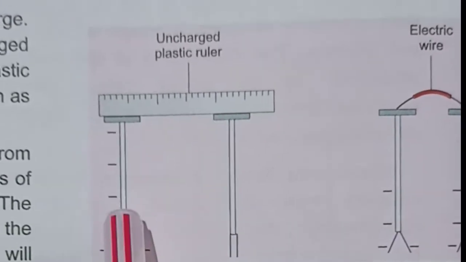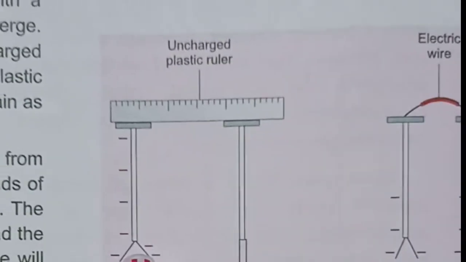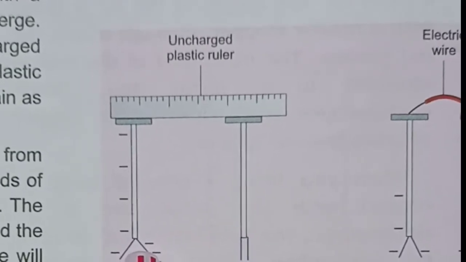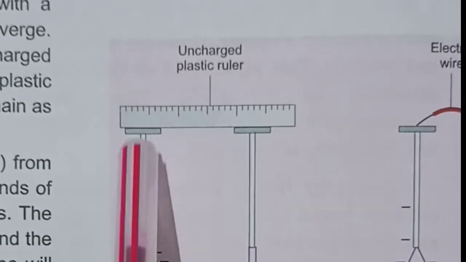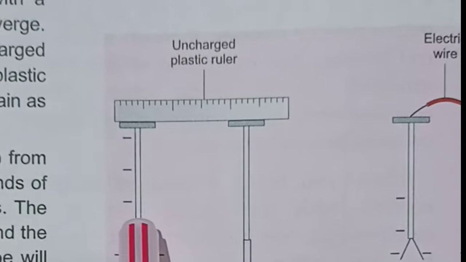and then we will touch this gold disc of the gold leaf. It will get charged. Suppose I have taken the plastic ruler and rubbed it over silk and brought it here in contact to this, then it will get negatively charged.